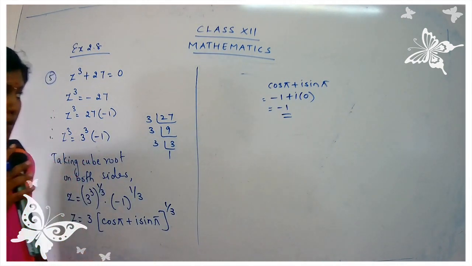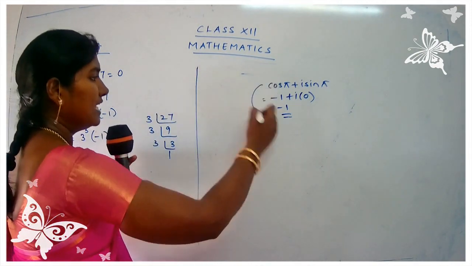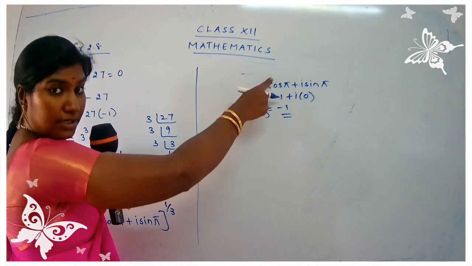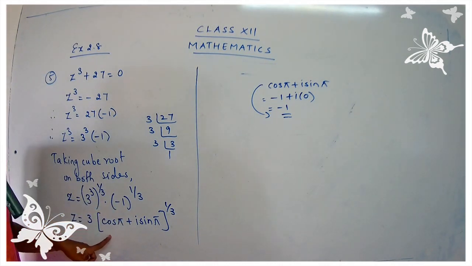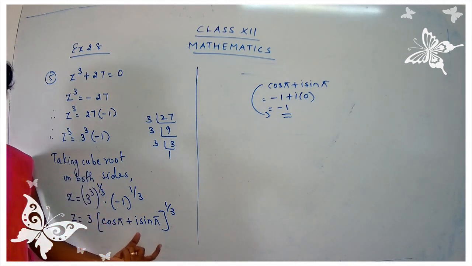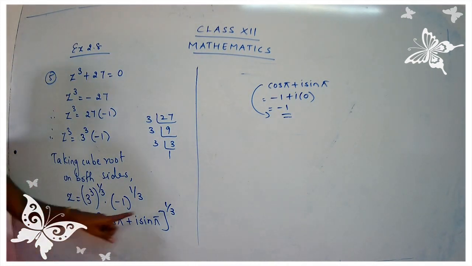So minus 1 plus 0 gives you minus 1. That's all. So what can you say? We can say that these two values are equal. So we are just replacing the required value. This is the polar form. Do you know the meaning of polar form? We can call it the trigonometric form also, since we are dealing with trigonometric functions. So z is (cos pi plus i sin pi) the whole raised to 1 by 3.